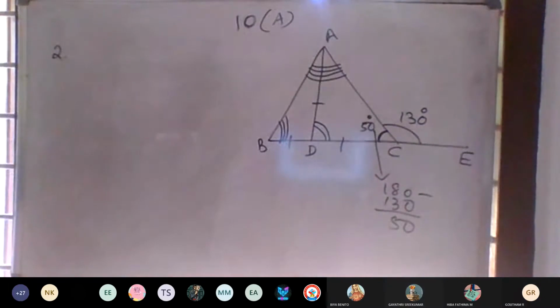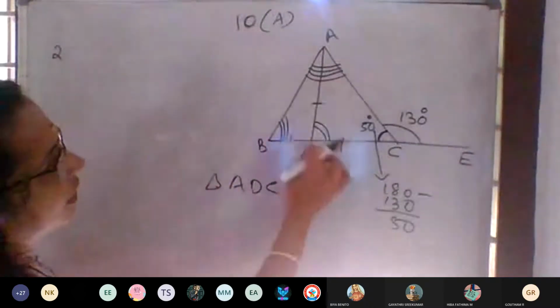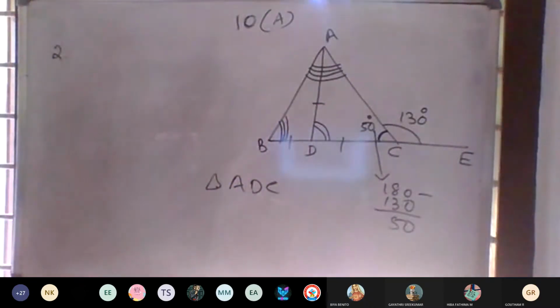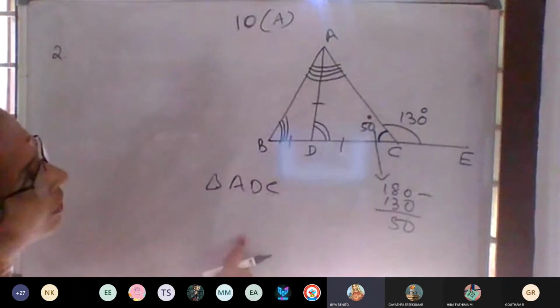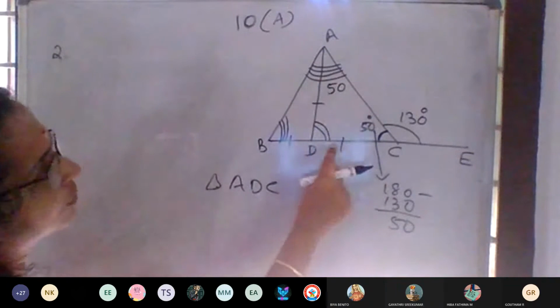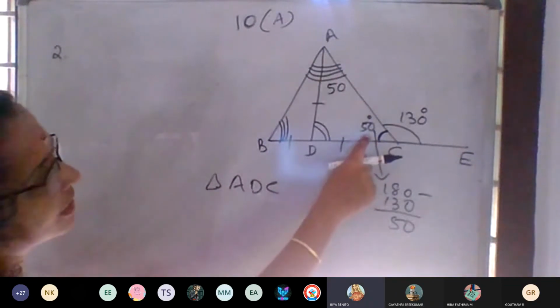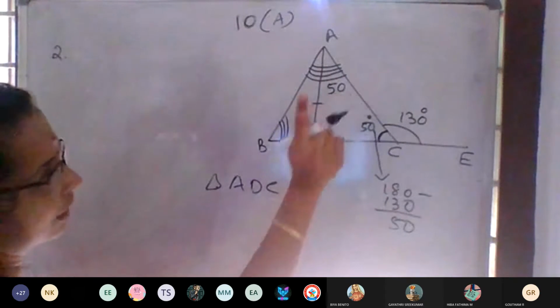Then don't write first, listen. Two sides are equal. Which two sides are equal? If we consider triangle ADC, AD is equal to DC, two sides are equal. That means which two angles will be equal? Angle ACD is equal to angle DAC. Angle ACD we got as 50 degree. So automatically this angle will be 50 degree.